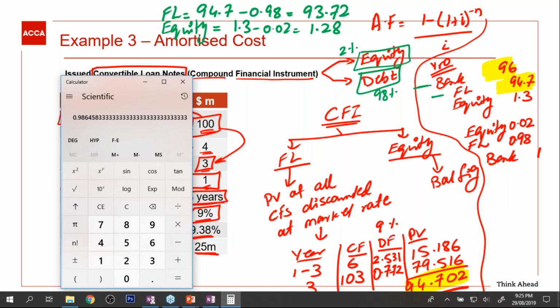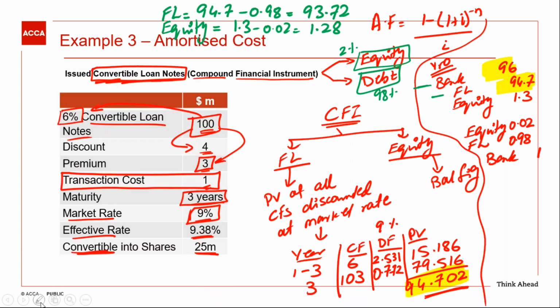Cindy is saying, sir, why do we calculate the percentage? Cindy, we have calculated the percentage because we need to break the transaction cost into liability and equity based on the percentage of the liability and the equity. Getting this point, Cindy? The more the percentage of liability, the more the transaction cost will be allocated to it.